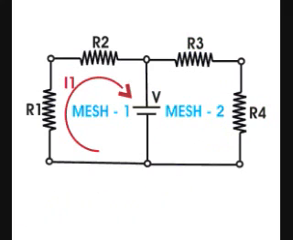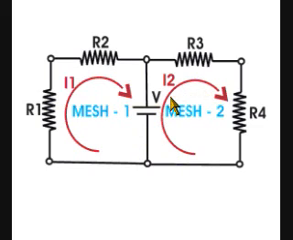Step 2. Now choose two mesh currents, one for mesh 1, say it is I1, and the other for mesh 2, say it is I2. The direction of these two currents may be taken as arbitrary, but it is a better convention to choose both currents in the same direction. Here we have chosen both currents I1 and I2 in the clockwise direction.